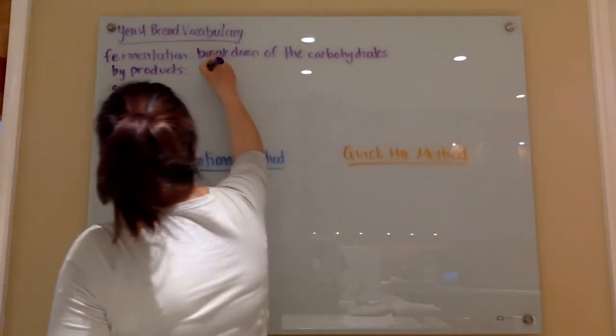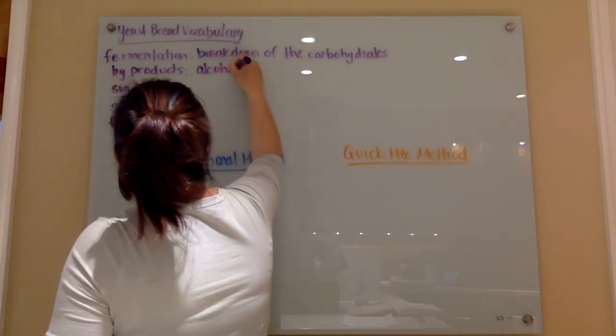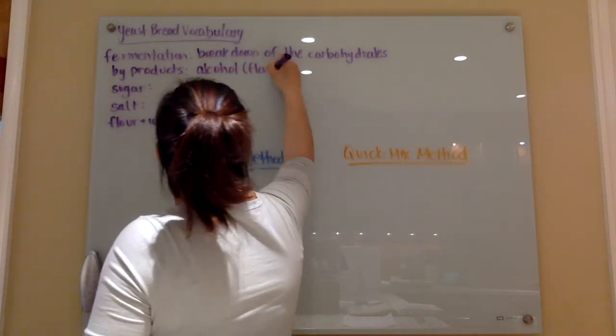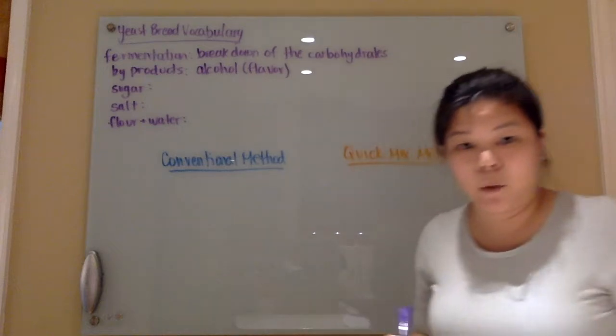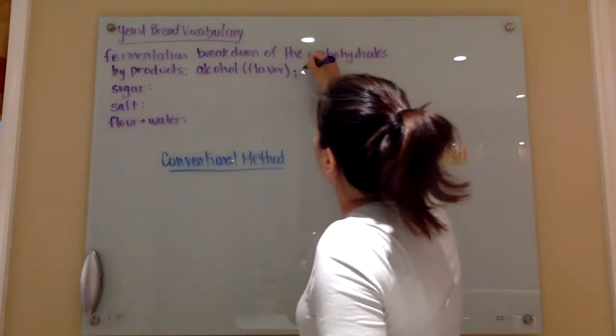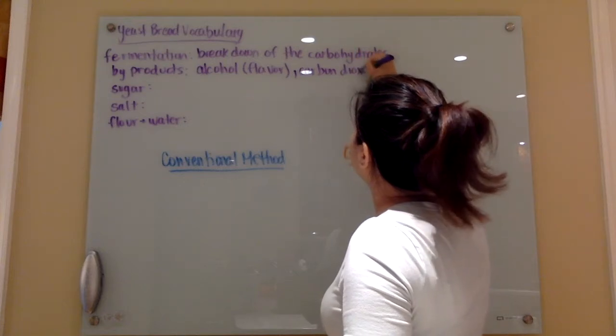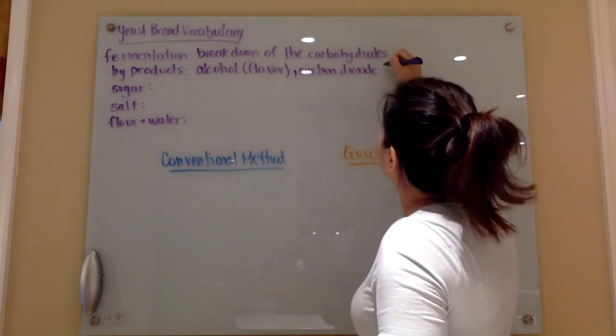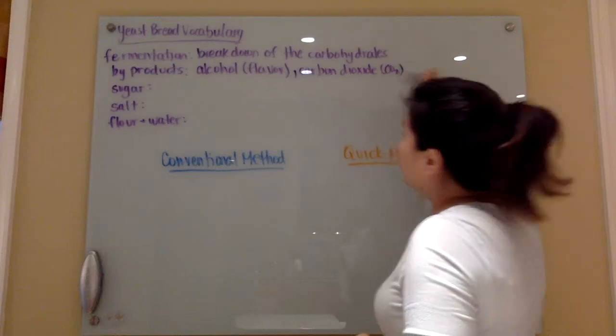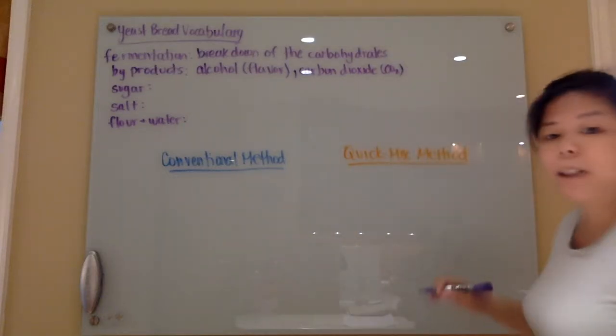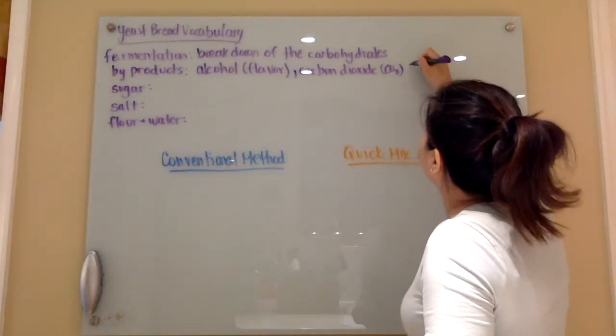One is alcohol, and this is going to be for flavor. However, the second one is going to be carbon dioxide. And if you remember from science class, CO2 is a gas, and this is going to be for the leavening agent.